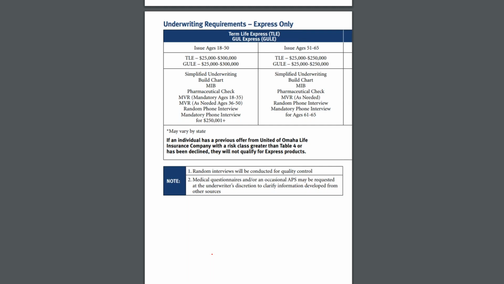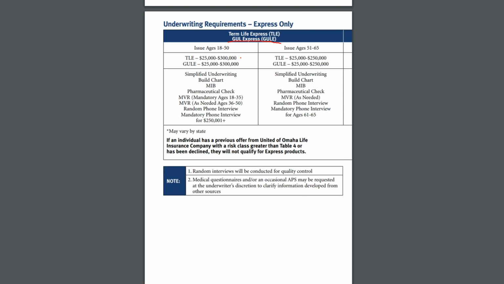Okay, and when we go through the application, Jimmy and I will kind of go over that. This is not for the client that had a heart attack 5 years ago, but they're really healthy now. No, this is for people that have never had any health issues other than just minor stuff like high blood pressure, cholesterol, things like that. But okay, Express issue. And by the way, too, the Term Life Express and the GUL Express, it's the exact same underwriting criteria. Okay, and in fact, you actually use the same application.